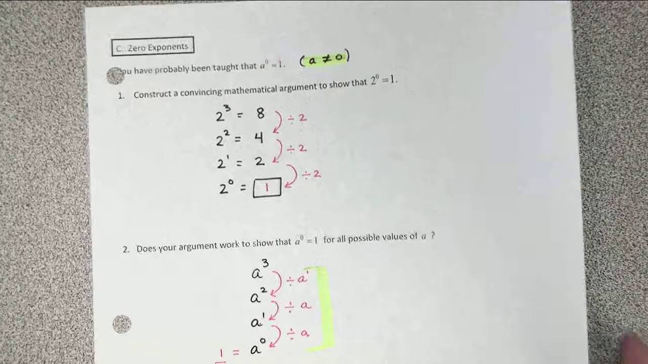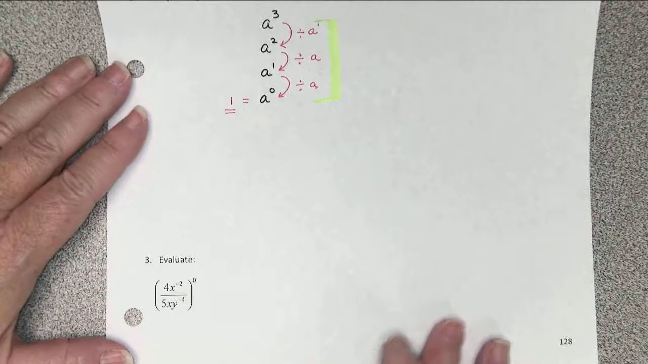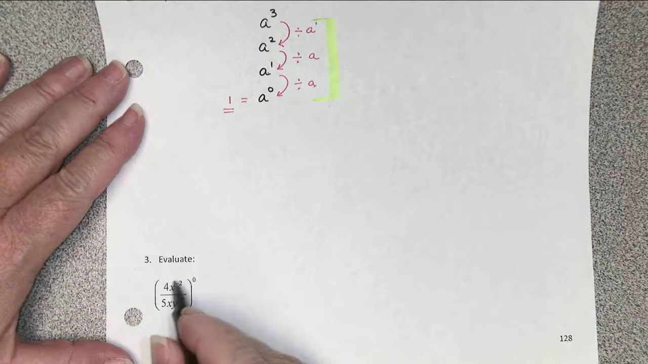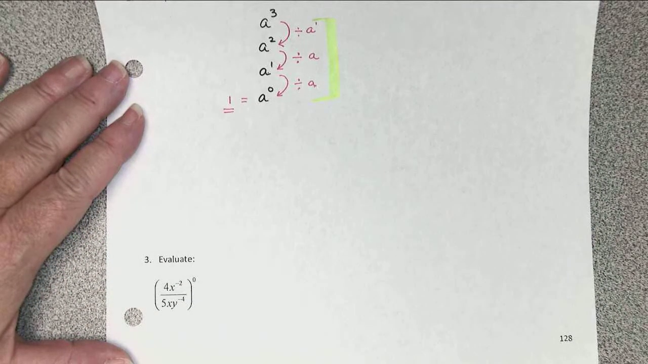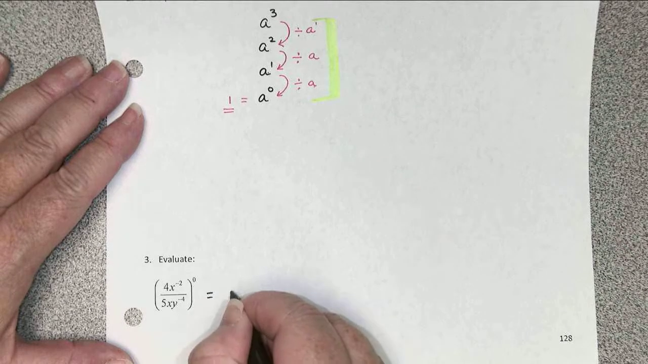Working with exponents of 0 is actually very simple. It doesn't matter how complicated a structure you have inside those parentheses. If we raise it to the 0 power, we're going to get 1.